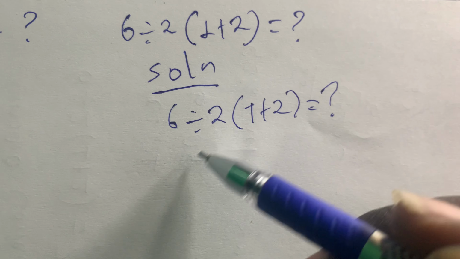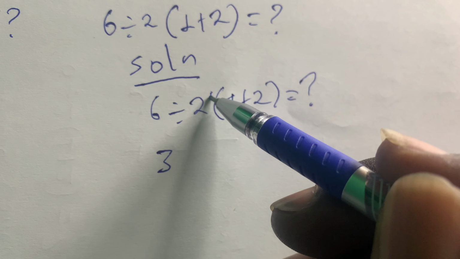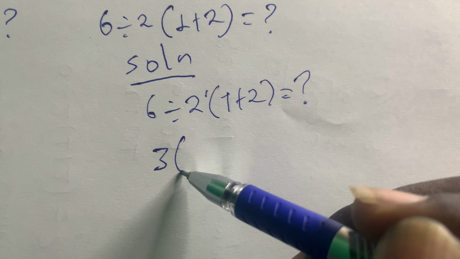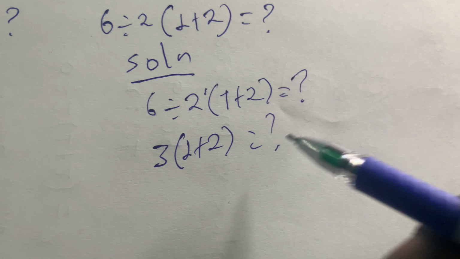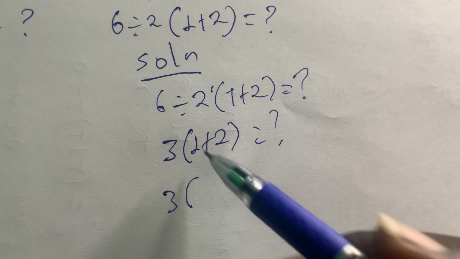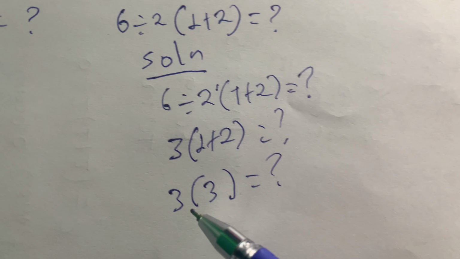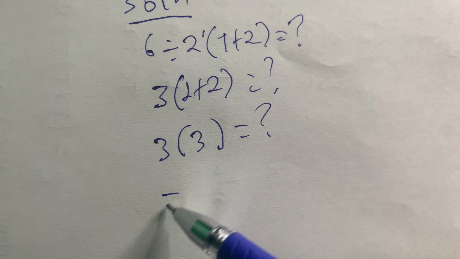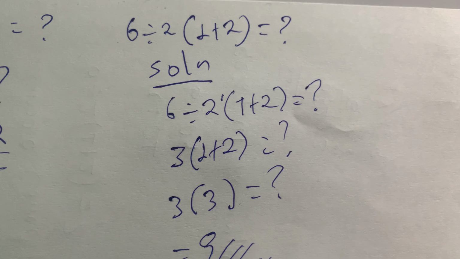So here 6 divided by 2 is equal to 3. And then we bring the bracket again: 1 plus 2 is equal to 3. So 3 in the bracket 1 plus 2 is 3 times 3, which will give you 9. So 9 is the solution.